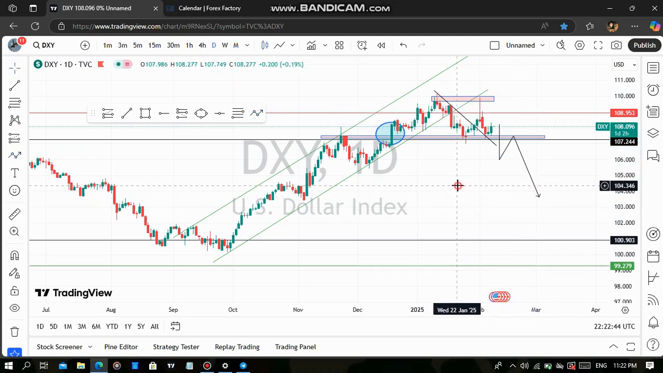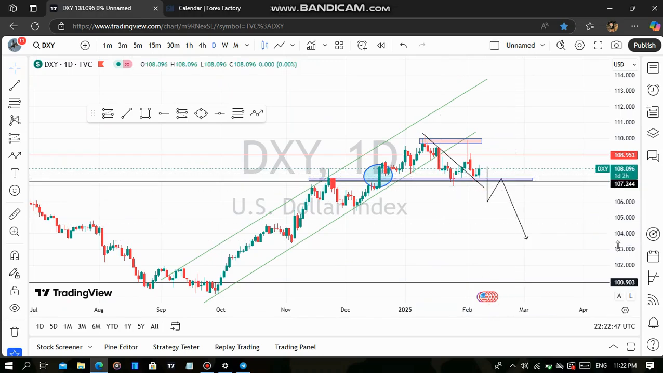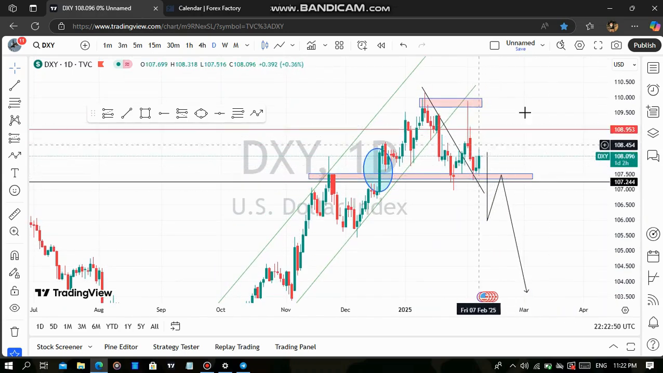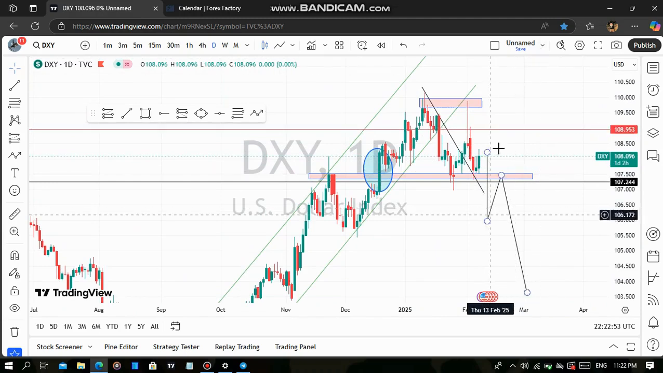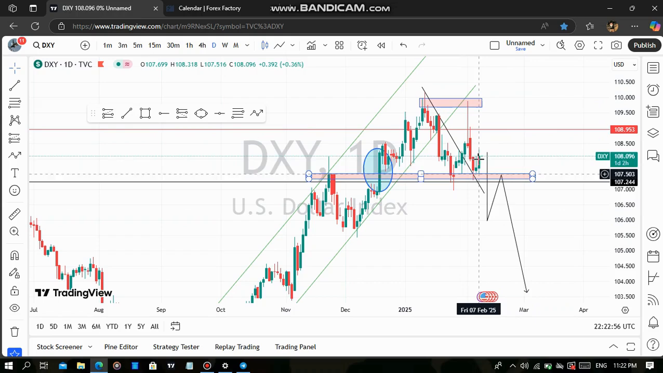That is that about DXY. I believe this is very clear. However, this market can still remain bullish, can continue buying from here. That is price. That is market. So we are not sticking to only one side. This market can continue buying from here.